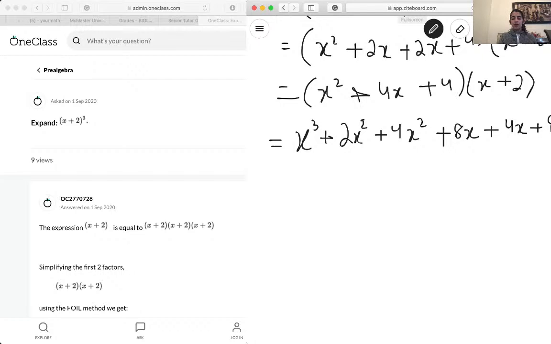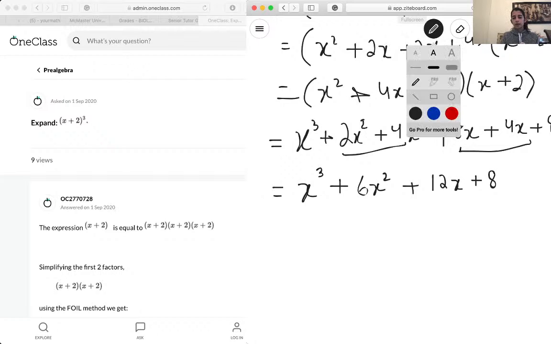So now we're going to add up all of the common terms. So that can be added up, and this can be added up. And our final answer is going to be x cubed plus 6x squared plus 12x plus 8. That is our final answer.